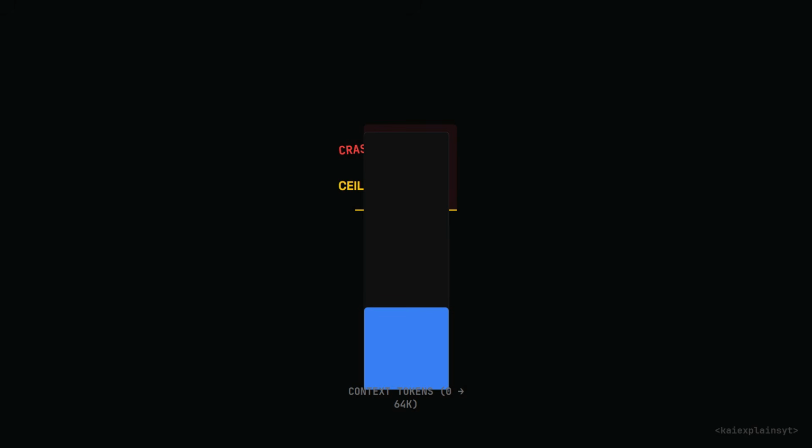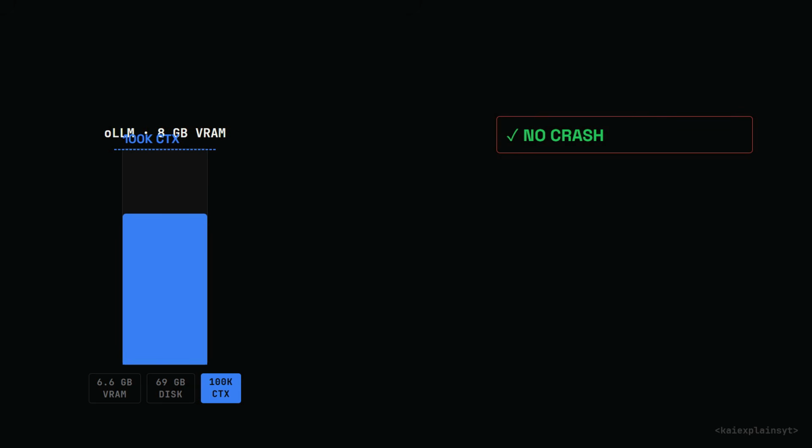The context fight is worth finishing. llama.cpp on 8 gigabytes of VRAM with an 8 billion parameter model at 4-bit hits a ceiling around 32,000 tokens. 2 independent write-ups this spring reach the same number. Push to 64,000 and it probably crashes. oLLM on that same 8 gigabytes runs the same model at 100,000 tokens. Cache on disk, 6.6 gigabytes of VRAM, 69 gigabytes of disk.